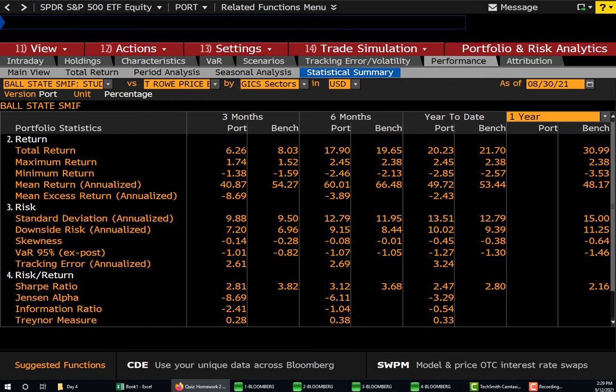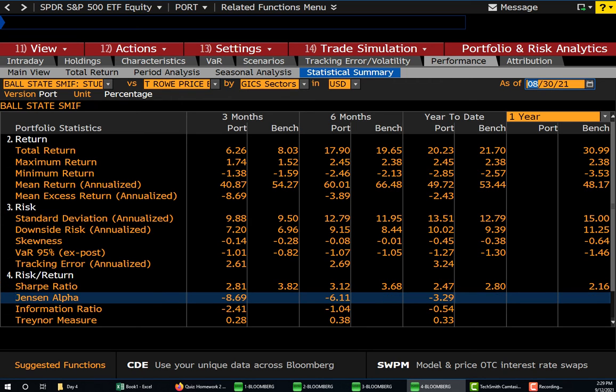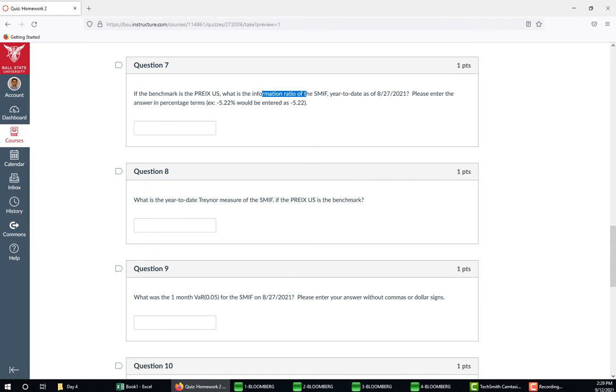So here, if we're looking for the year-to-date statistics, here's our Sharpe ratio, year-to-date, about 2.47. Jensen's alpha, negative 3.29. This is in percentage terms. Information ratio and Treynor measure. Okay, so all of those you could have entered right here.